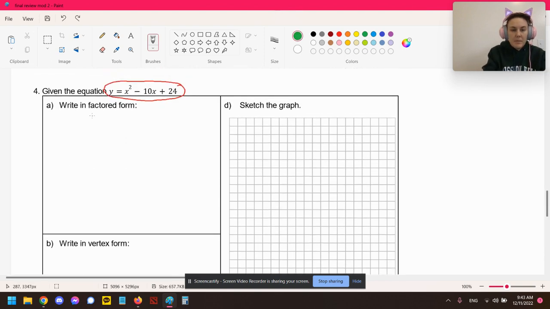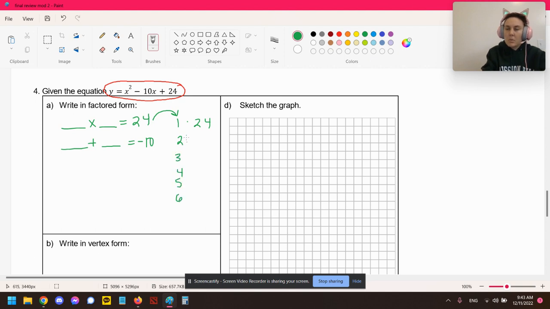All right, factored form time. We want to find two numbers that multiply to positive 24 and add to negative 10. Off to the side, I'm going to list all my ways to multiply to 24. I've got 1 times 24, 2 times 12, 3 times 8, 4 times 6. 5 does not work. 6 has already been used. So if we had written out more numbers, we just cross them out.